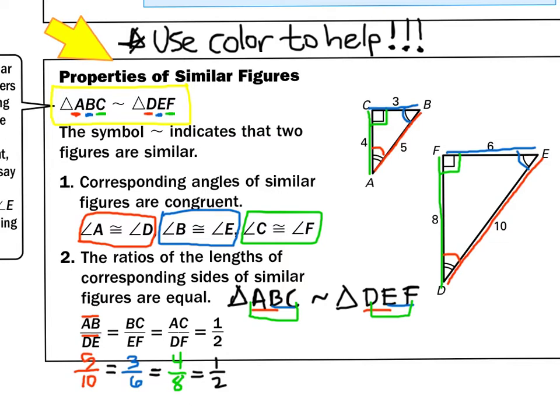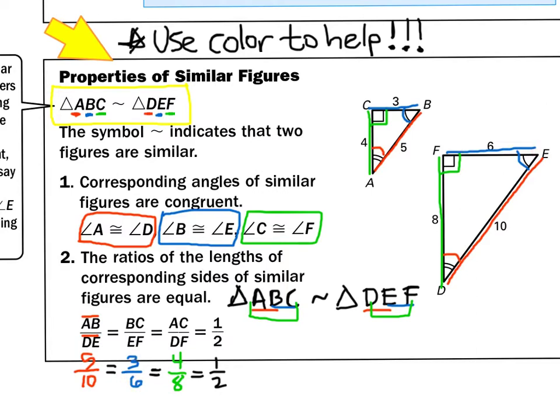Okay, and now grab your blue. Let's do the next side. So I'm going to take the next two letters. From B to C, I underline in blue, and from E to F, I underline in blue. So go B to C in blue, and E to F in blue. And so from B to C, it's 3, and from E to F, it's 6. And so 3 over 6.